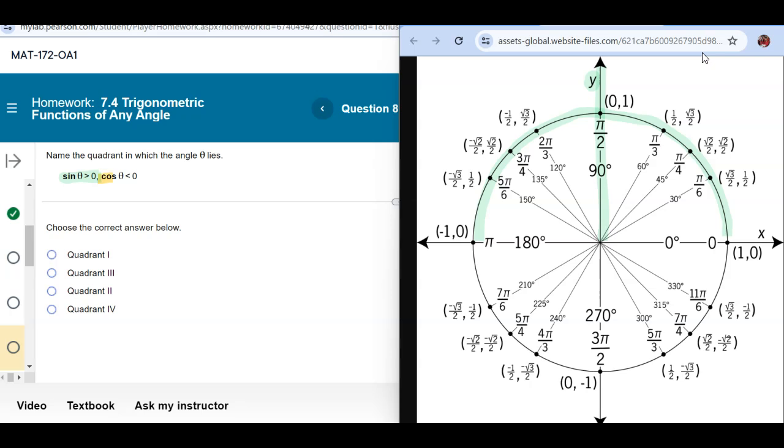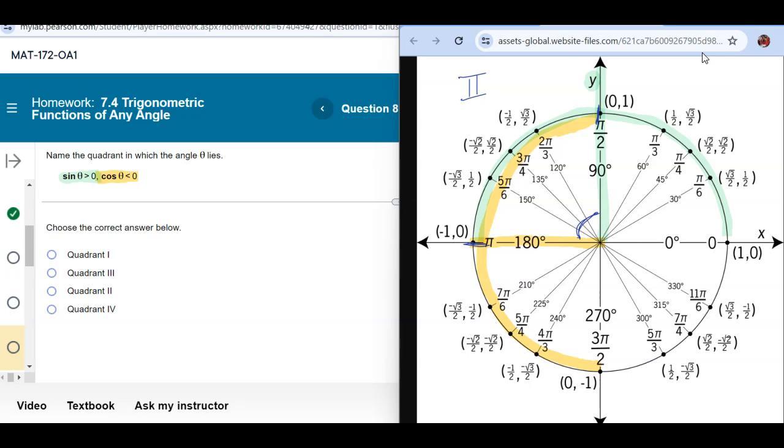Now in contrast, this says cosine is negative. Cosine is the x-coordinates on the unit circle, and the x-coordinates are negative when we're to the left of the y-axis. So it's any part of this left semicircle. Those are the places where cosine is negative. And if you're looking, this is the region where both are negative. It is right here, which puts us in quadrant 2.